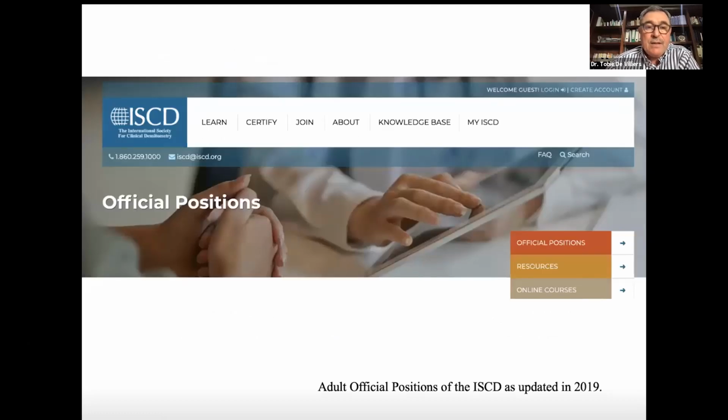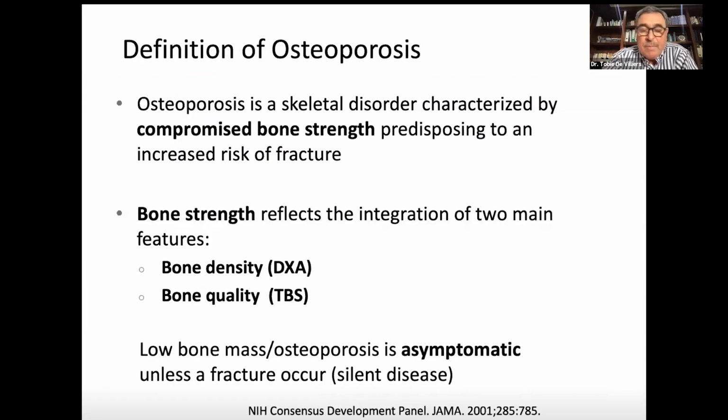Everything I say is based on the positions of the International Society of Clinical Densitometry, also called the ISCD. You can go onto their website, and any of you who are more interested, there are very good online courses that you can follow. For anybody with a special interest in bone, this is absolutely essential.